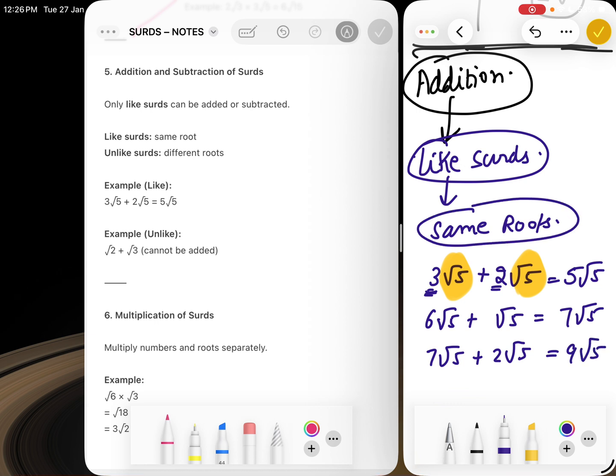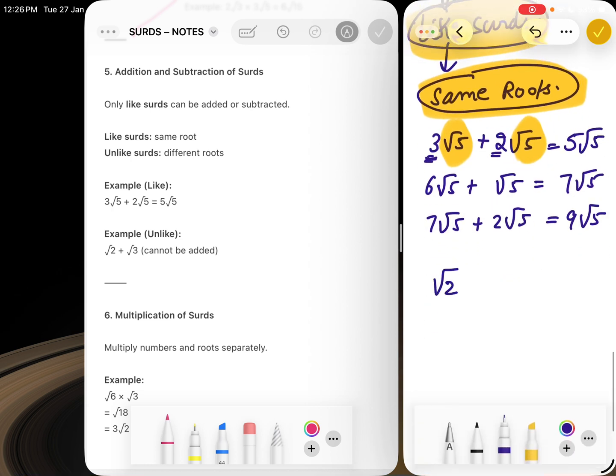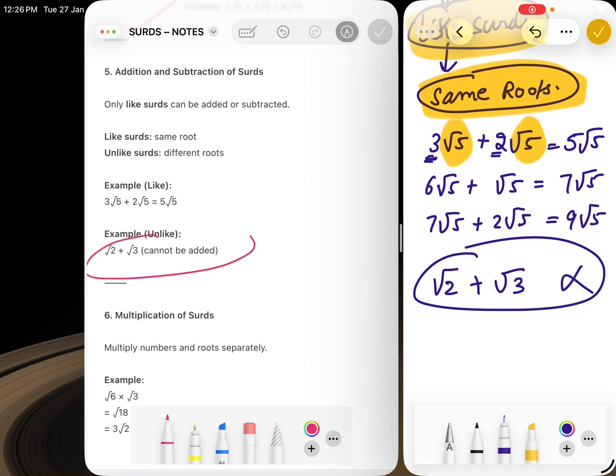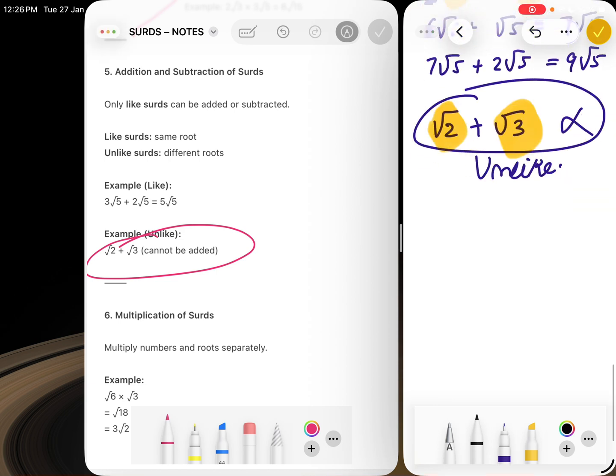So what did we learn? That when we have to do addition, like surds should be the same roots. Okay, so we need to add like this. I will show you root 2 and root 3. Can I add? Not at all. Why can I not add this? Because it is not like. Roots are not same. These are unlike. Okay, then let's talk about subtraction now.